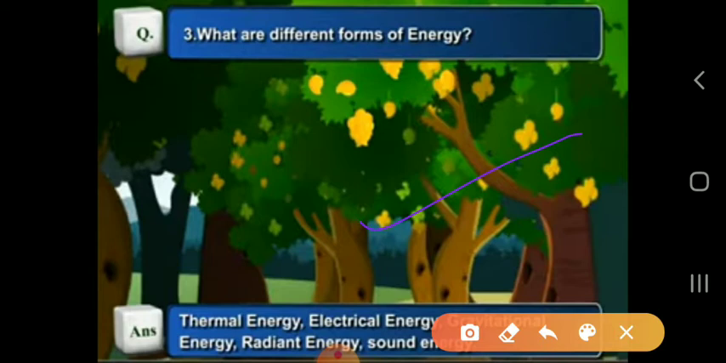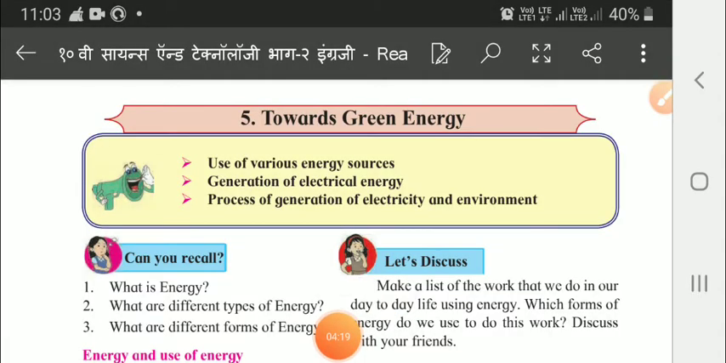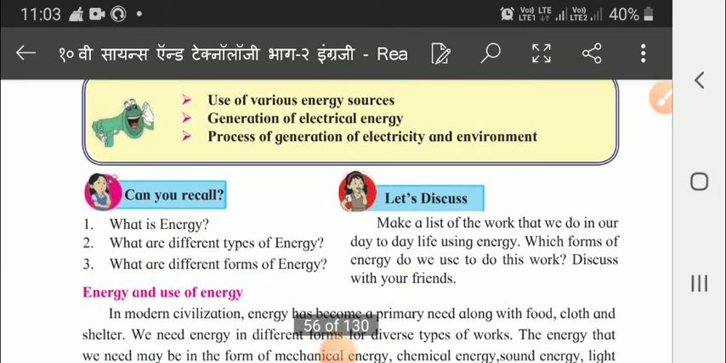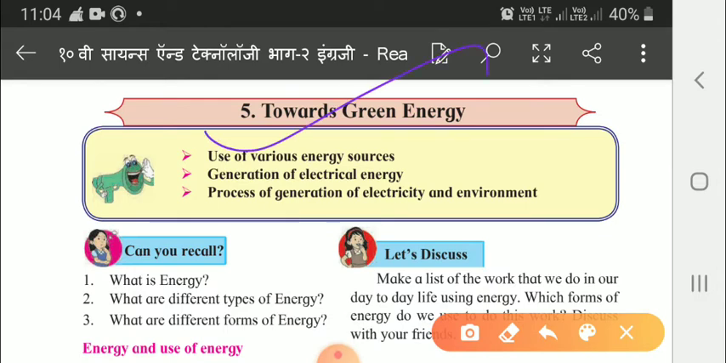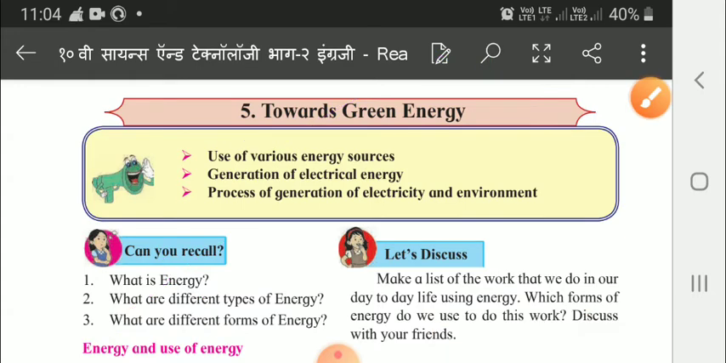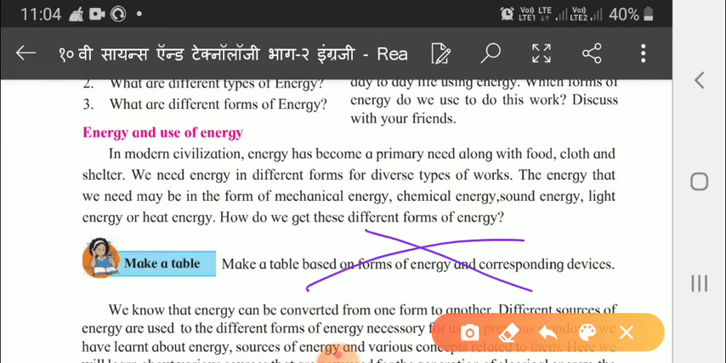Children, let us start with the explanation now. We are going to start with this chapter, Towards Green Energy. Now here, children, this 'can you recall' is cancelled. Now this also, 'make a list', is cancelled. 'Make a table' is also cancelled. So we will start from here, energy and use of energy.